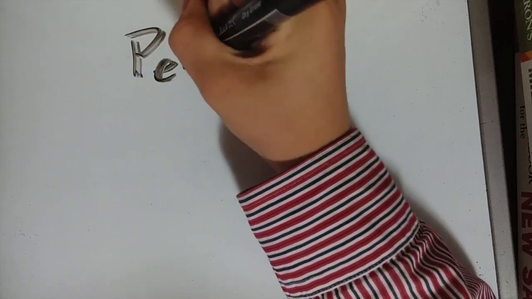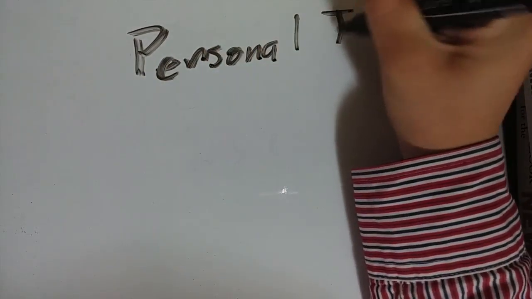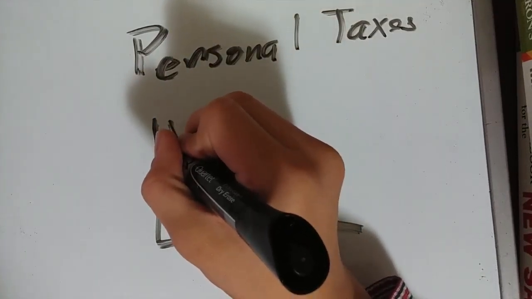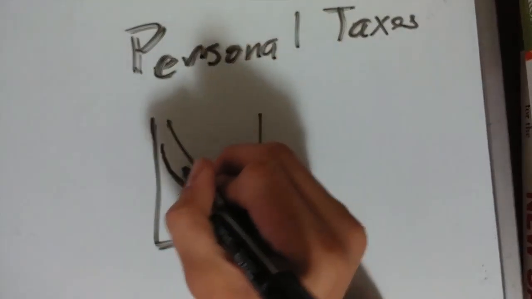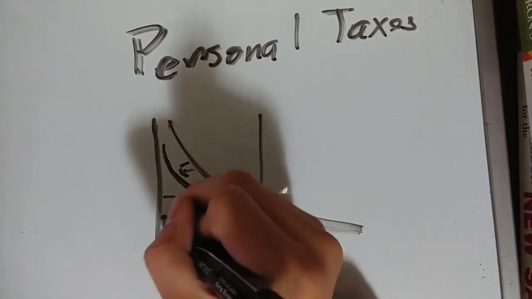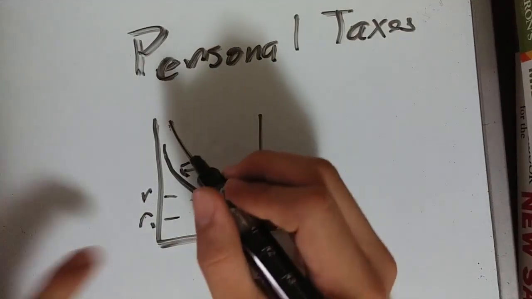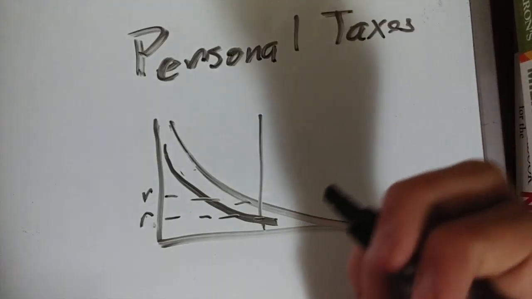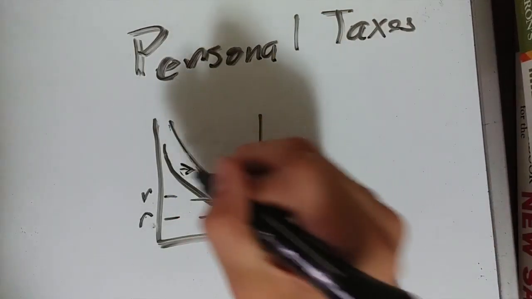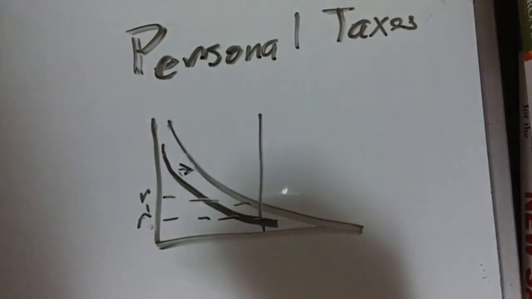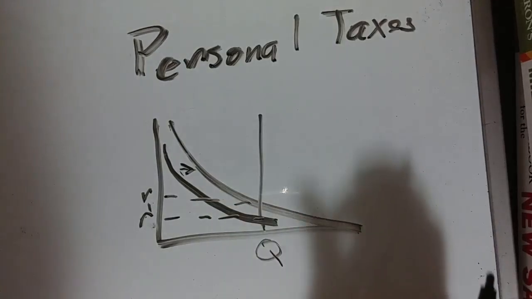Last thing is personal taxes. So, here's what happens. You have your personal taxes, you have the graph. You increase personal taxes, it's going to cause a decrease in the demand for money. It's going to shift that to the left. That causes our interest rates to decrease. Now, if you were to decrease personal taxes rather, that's going to cause an increase in the demand for money, causing an increase in the nominal interest rate. Quantity stays the same throughout all this.